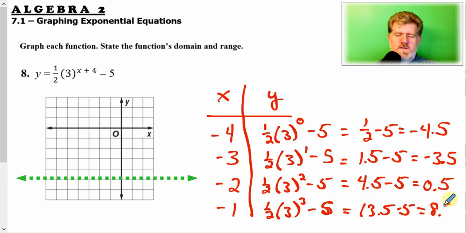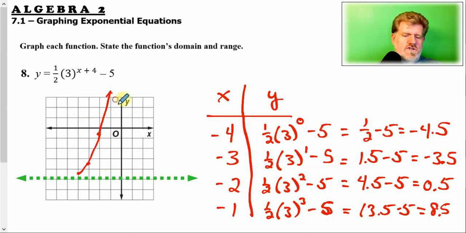I do not believe that will fit on the graph. Let's see what we got. Negative 4 is negative 4.5. 1, 2, 3, 4 and a half. Negative 3 is negative 3.5. 1, 2, 3 and a half. Negative 2 is 0.5. The 8.5 doesn't fit.